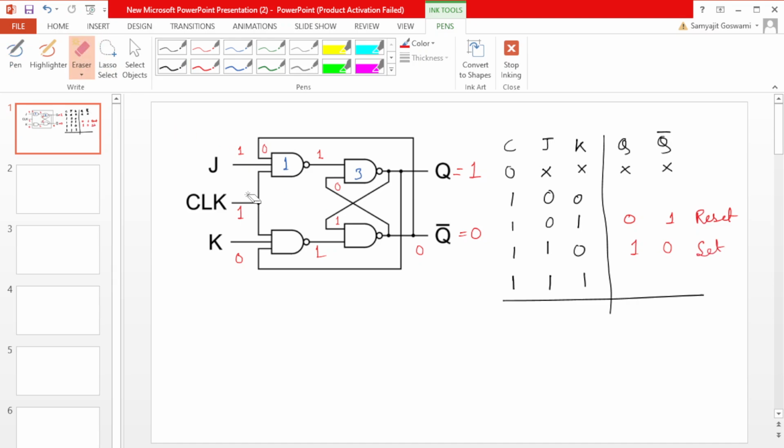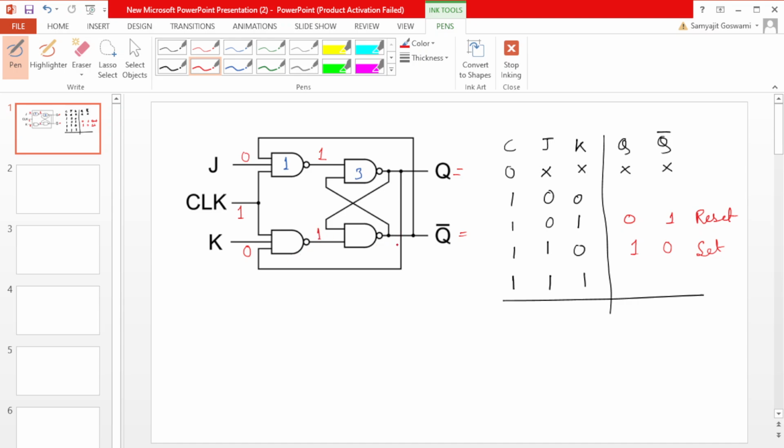Now we will start with J and K both 0 0. Clock is 1, so what will happen here? With both J and K 0 0, definitely the outputs of gates 1 and 2 will be 1 1.